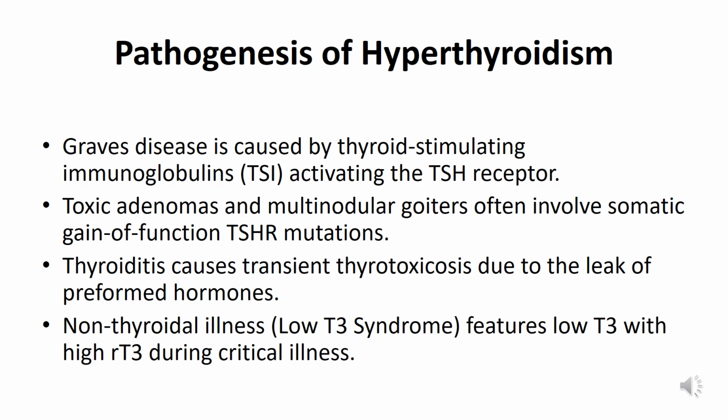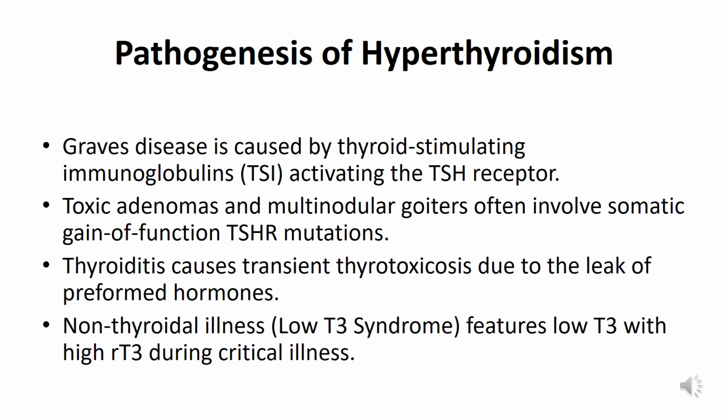Hyperthyroidism occurs when the body is exposed to excessive thyroid hormone activity. This accelerates metabolism and can affect nearly every organ system in the body. One of the most common causes is Graves' disease, an autoimmune disorder affecting the thyroid gland. In Graves' disease, the immune system produces abnormal antibodies called thyroid-stimulating immunoglobulins, or TSI.